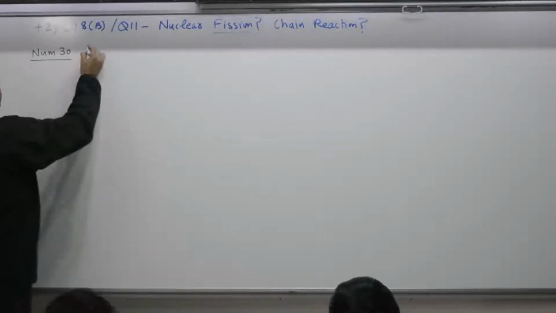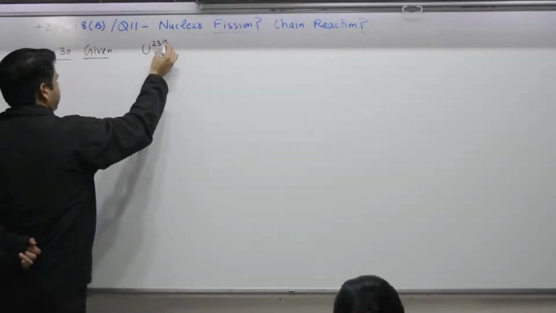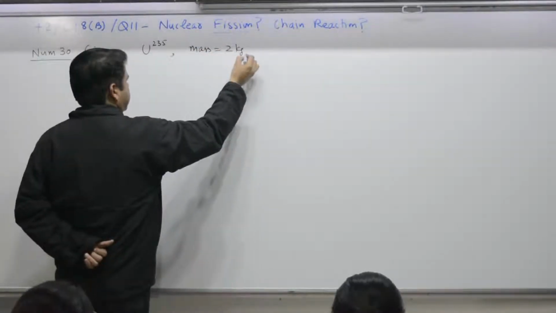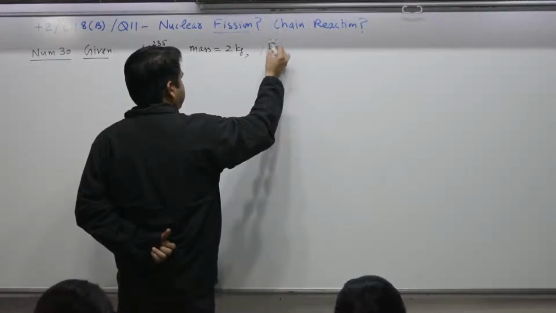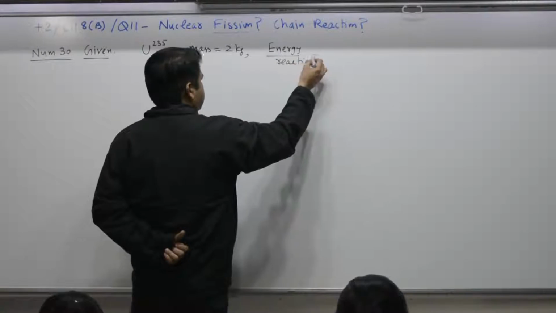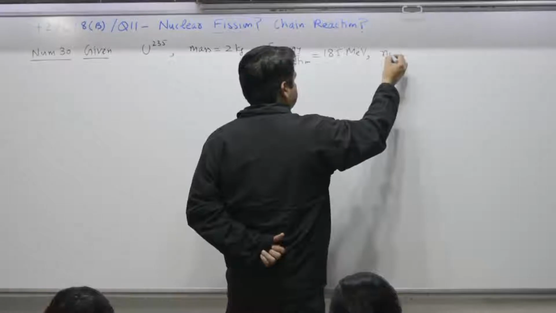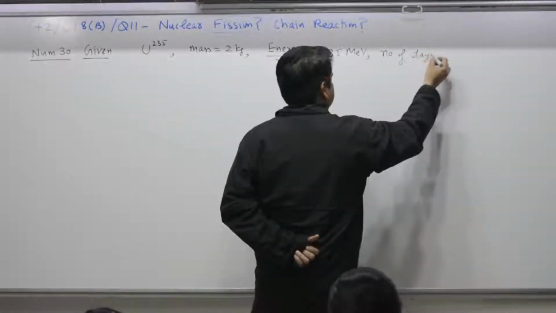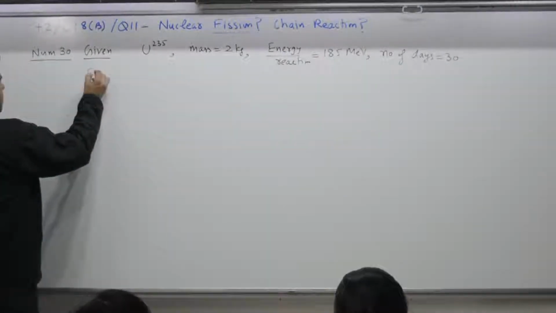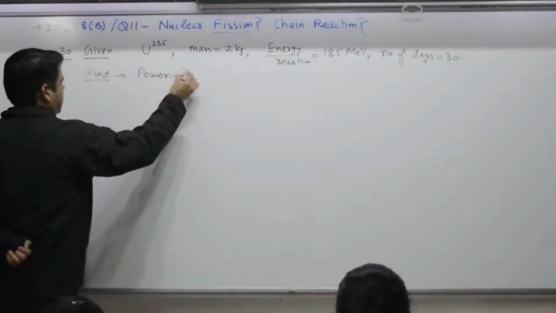Given, material is what? Uranium-235. Mass is how much? 2 kg. Energy per reaction, 185 mega electron volt. Number of days, 30. And what do you want to find out is power.